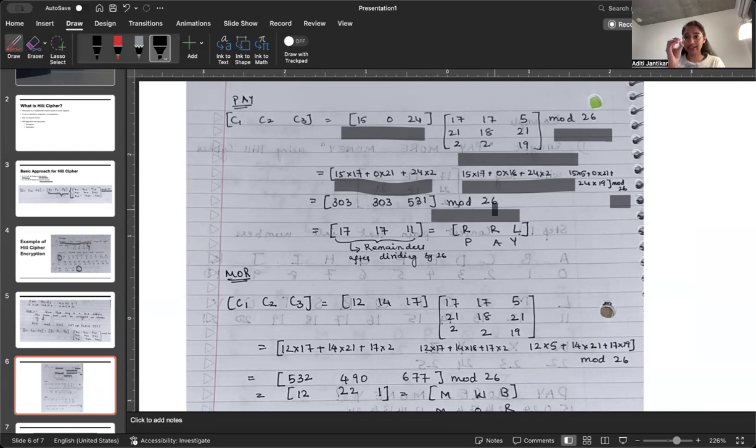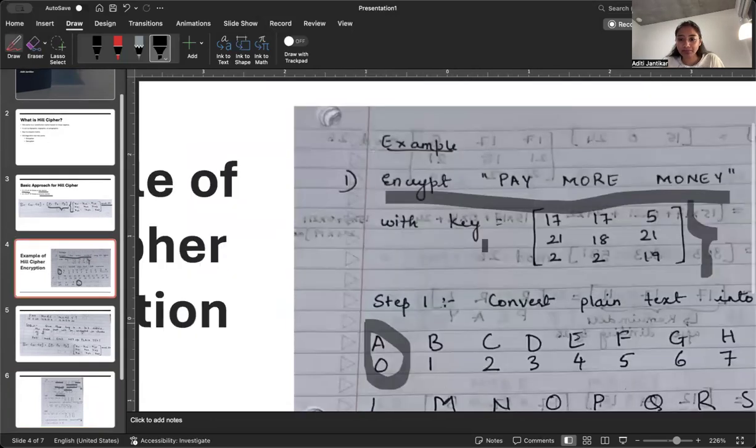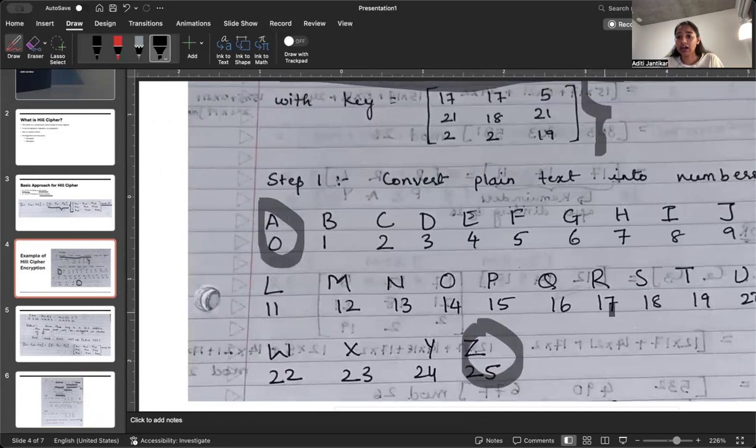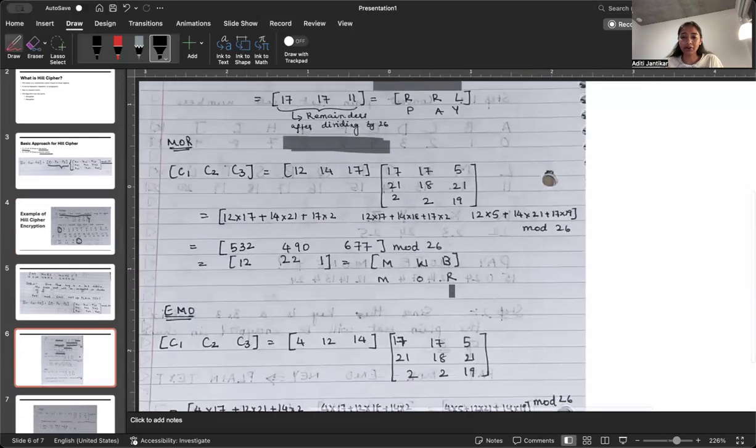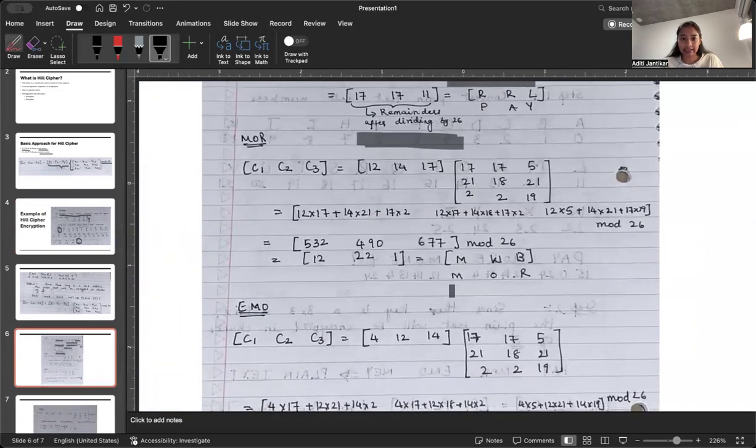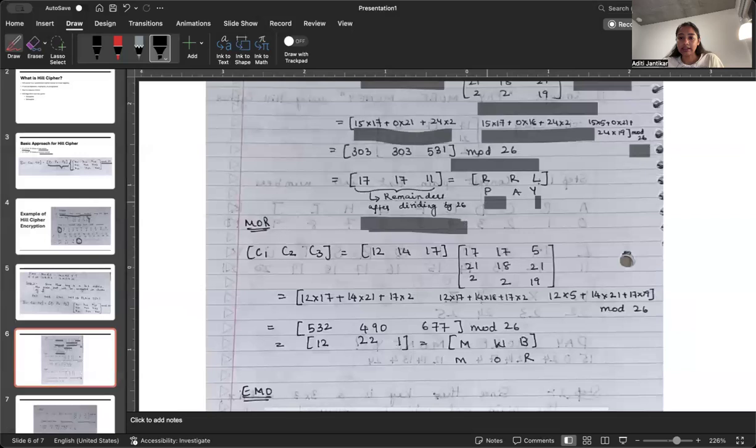So whatever remainder is left, you note down the remainder. That is 17, 17, and 11. These are the remainders after dividing it by 26. So the corresponding letter to 17 here will be R. 17, 17, R, R. 11 is L. So you made PAY into RRL.